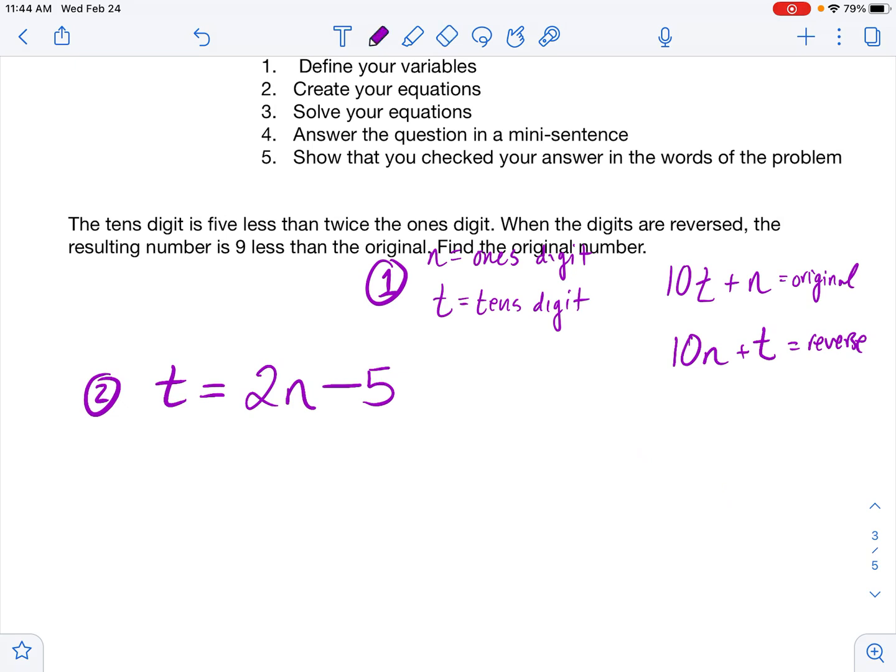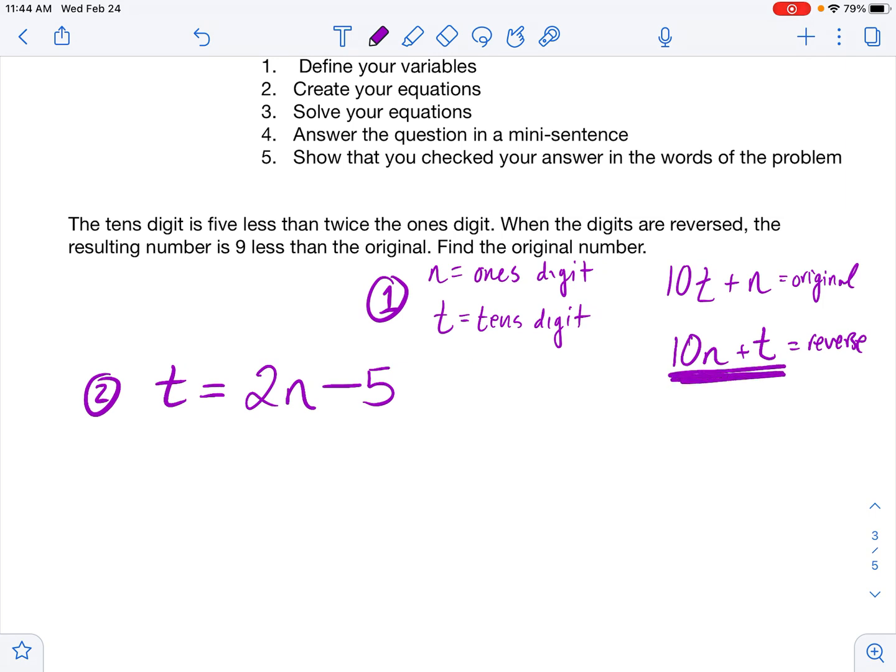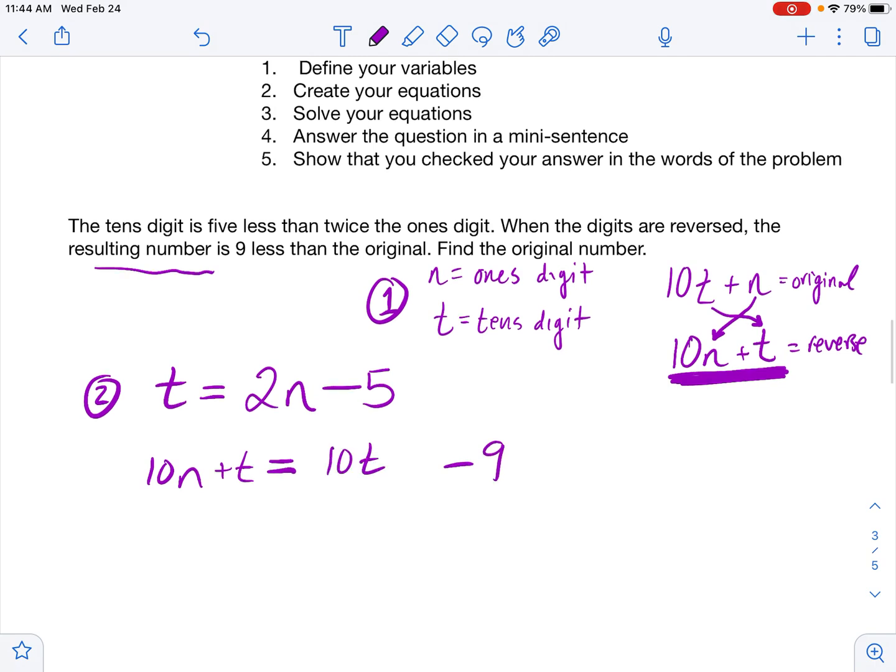Now for our second equation, and you might have noticed I just changed the problem because the first one wasn't actually working. So for our second equation, we have when the digits are reversed. So as you can see, I have reversed the digits here. See that ones comes into the tens place, and the tens goes into the ones place. So when I have the reverse, the resulting number is 9 less than the original. So again, 9 less than the original. And I like writing out what the original is here because then I don't have to think about it as I'm struggling through my translation.